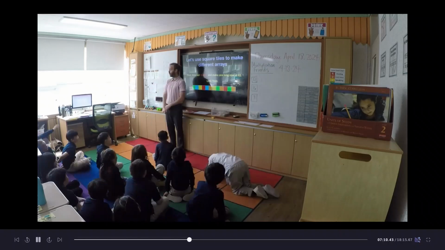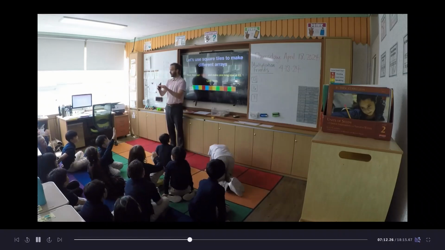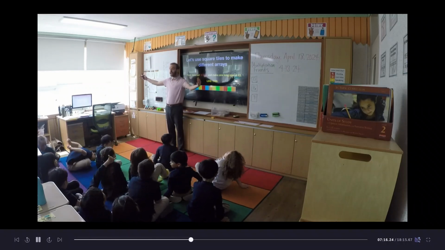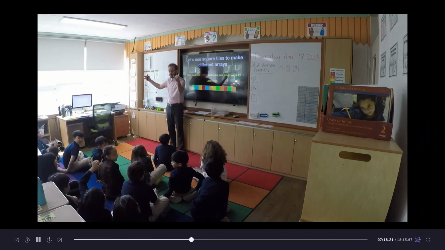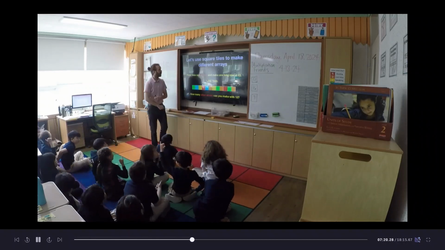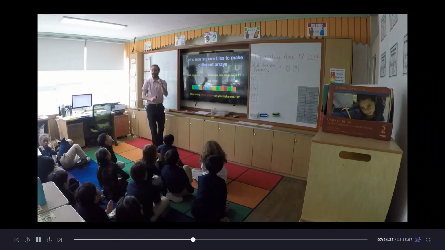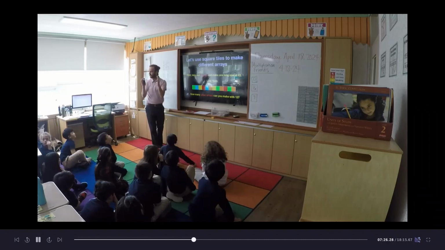What's the step we can do? George? One long row. Thank you, George. One long row. And then after you have one long row, who agrees with George? You can start doing 2 rows, then 3 rows, and you have to see if you can make an equal row.